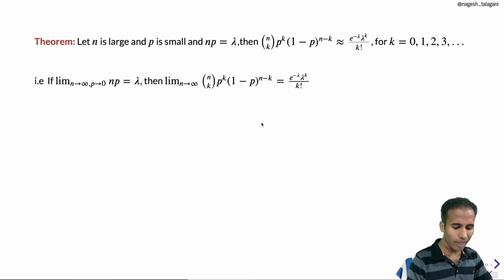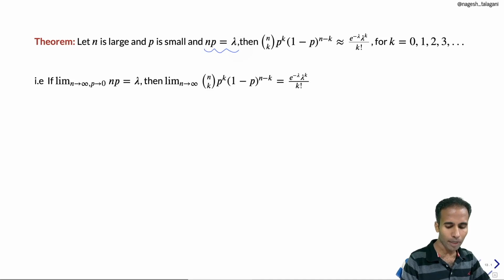The theorem: n is large and p is small, but np is of moderate size, that is np equals lambda. Then this binomial PMF, n choose k p to the power of k, 1 minus p to the power of n minus k, will be approximately equal to e to the power minus lambda, lambda to the power of k by k factorial, for k equal to 0, 1, 2, 3, and so on.